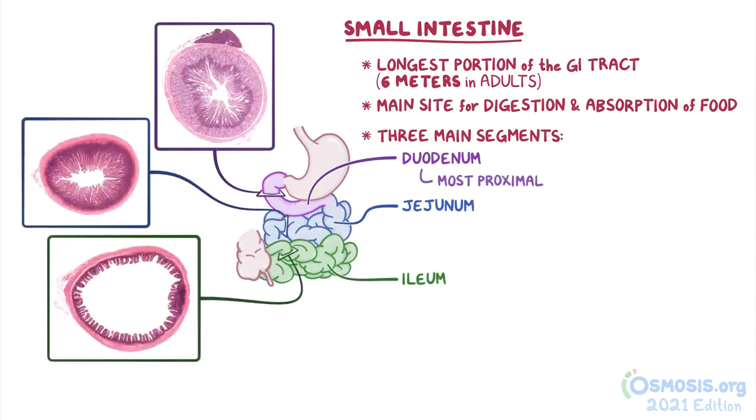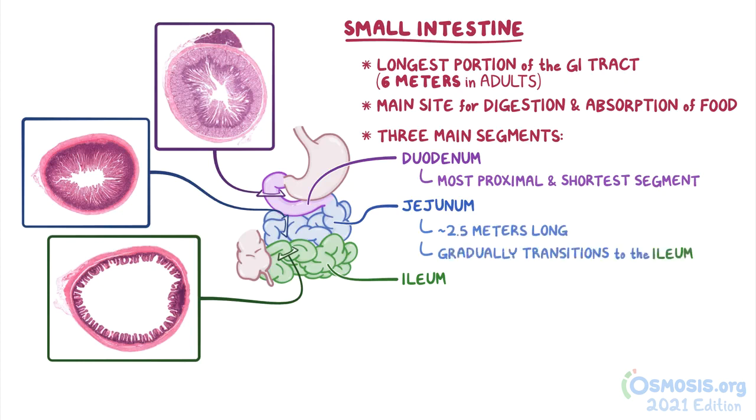The most proximal segment of the small intestine is the duodenum, and it's also the shortest segment as well. The duodenum connects with the jejunum at the duodeno-jejunal junction. The jejunum is approximately 2.5 meters long and will gradually transition to the ileum, which is the last segment of the small intestine. The ileum is usually about 3.5 meters long and leads to the cecum of the large intestine at the ileocecal junction.